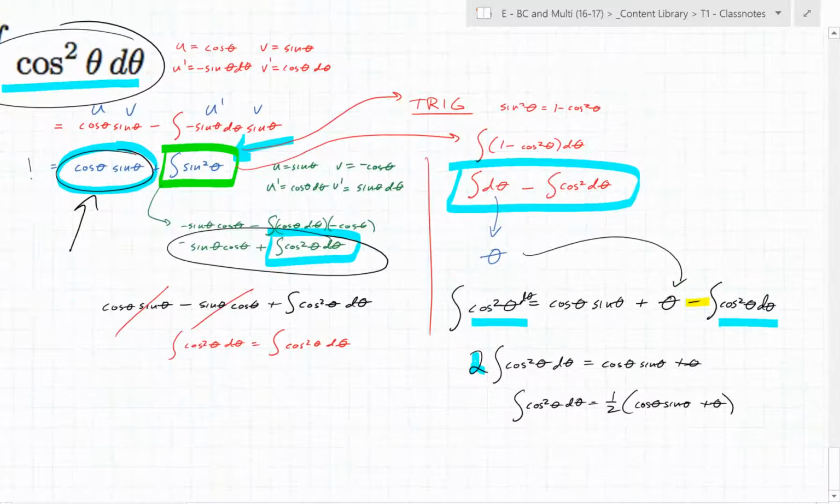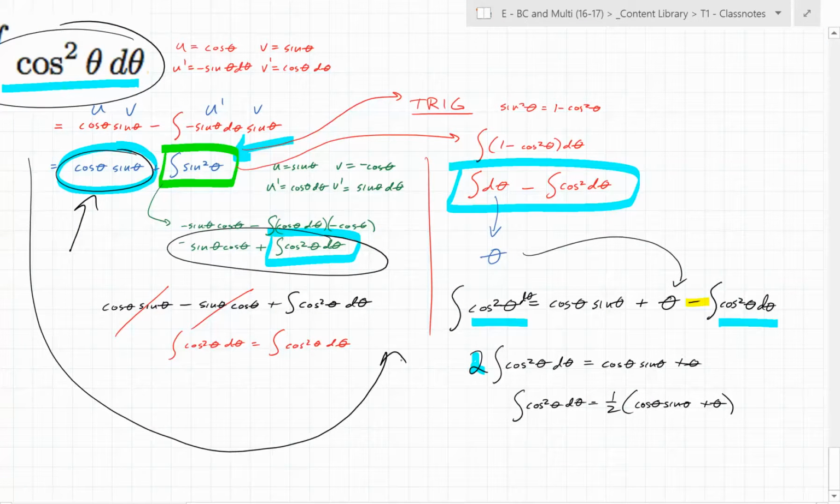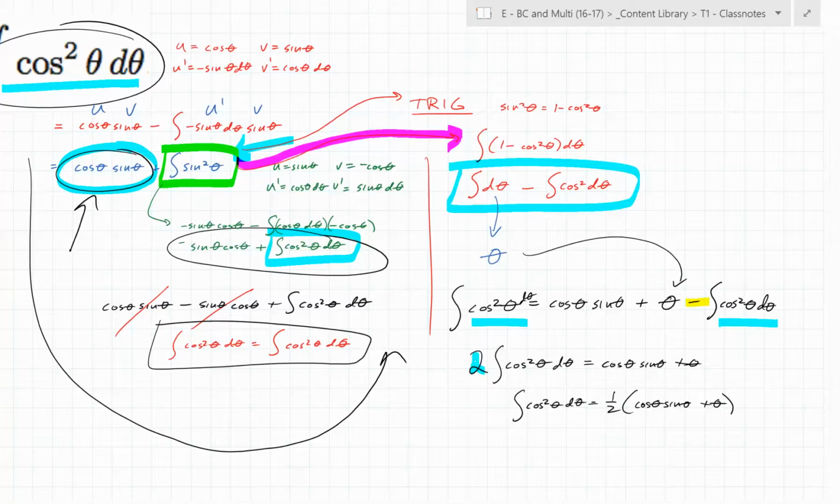So sometimes, this whole section is correct, but we ended up with a true statement. That doesn't help us. Yes, 5 equals 5. The integral of cosine squared theta d theta is equal to the integral of cosine squared theta d theta. So what you do is you remember that you can bail at this point right here, and you need to remember your basic trig. In this case, it was that sine squared theta is equal to 1 minus cosine squared.